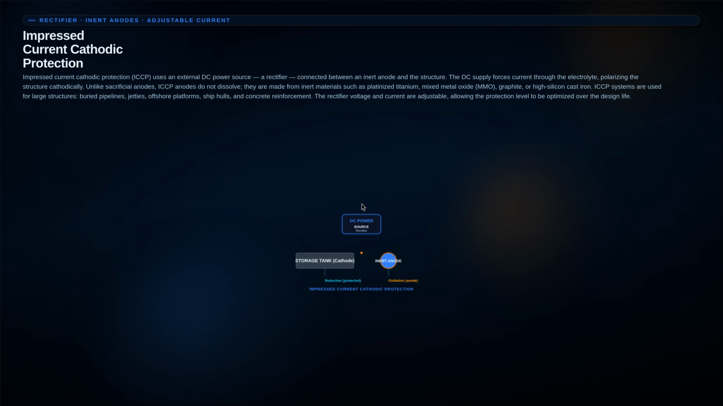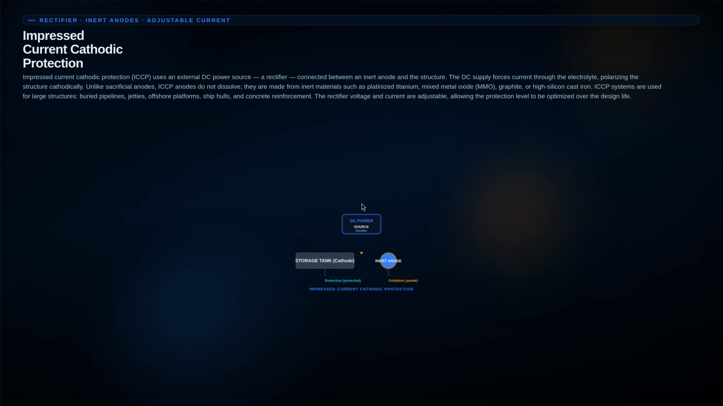Impressed current cathodic protection uses an external DC power source, a rectifier, connected between an inert anode and the structure. The DC supply forces current through the electrolyte, polarizing the structure cathodically. Unlike sacrificial anodes, ICCP anodes do not dissolve. They are made from inert materials such as platinized titanium, mixed metal oxide, graphite, or high silicon cast iron.